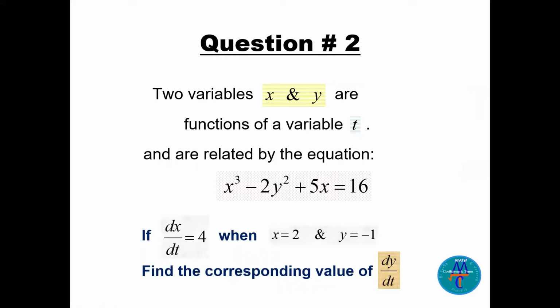Question number 2. If two variables, x and y, are functions of another variable t, and are related by the equation x cubed minus 2y squared plus 5x is equal to 16. If dx over dt is equal to 4, when x is equal to 2 and y is equal to minus 1, find the corresponding value of dy over dt.